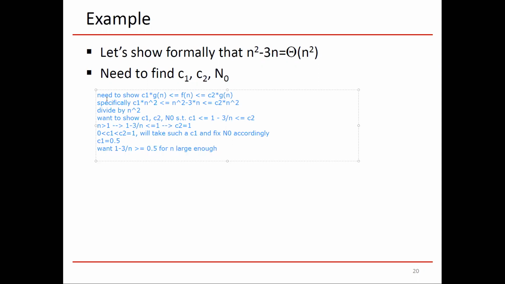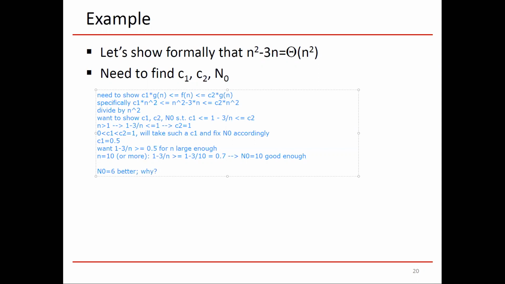Now let's think about it. If n is 10 or more, 1 minus 3 over n is greater than or equal to 1 minus 3 over 10, which is equal to 0.7. Therefore, n0 equals 10 is good enough. Now, some of you may be thinking, oh, we can do better than n0 equals 10. And in fact, n0 equals 6 is better.